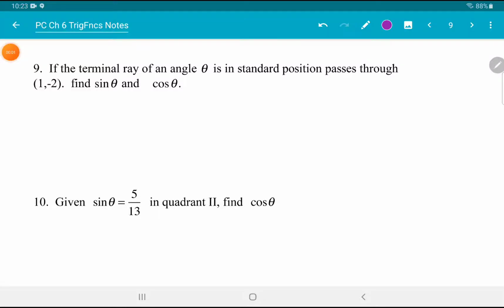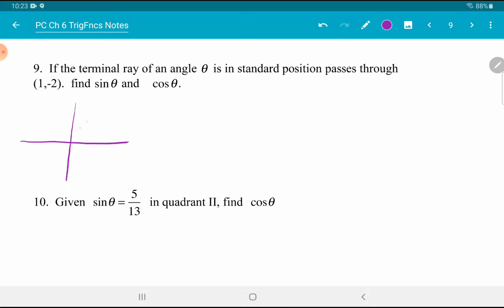Number 9. If the terminal ray of an angle theta in standard position passes through (1, -2), find sine theta and cosine theta. So when it comes to doing trigonometry problems, what I really recommend is drawing the unit circle. Always try to visualize what's going on here. It just needs to be a sketch, nothing too fancy.